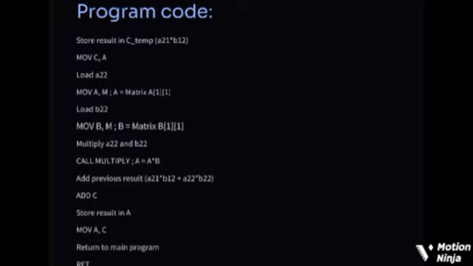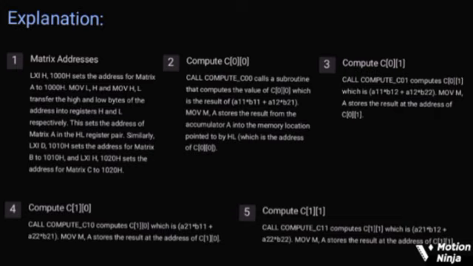Return to the main program. Then we repeat this process for C11 and C10, so that we have determined C11 and C10. So, move to the explanation slide.